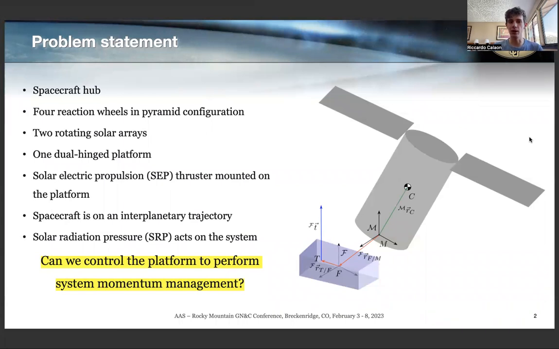The spacecraft is on an interplanetary heliocentric trajectory. That's why we need the thruster, to be able at all times to track this thrust heliocentric trajectory. Also, solar radiation pressure acts on the system. So the overall purpose of this paper is, can we actuate the platform to exploit the thruster and the mobility of the thruster with respect to the spacecraft to perform system momentum management?